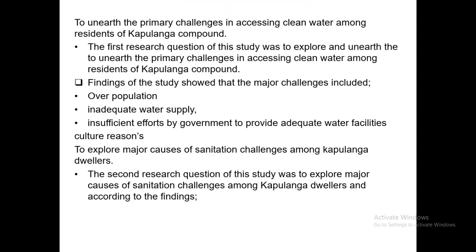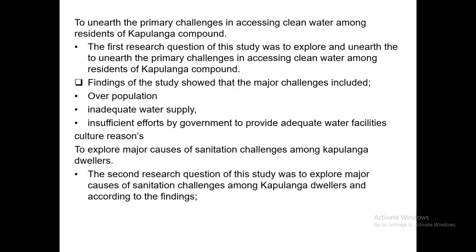The first research question of this study was to explore and unearth the primary challenges in accessing clean water among residents of Kaplanga compound. Now the findings were as follows.